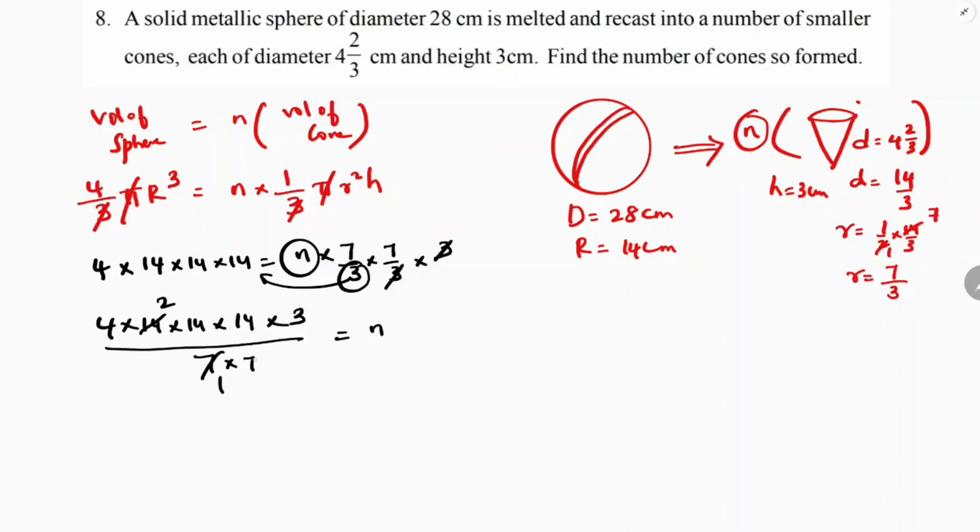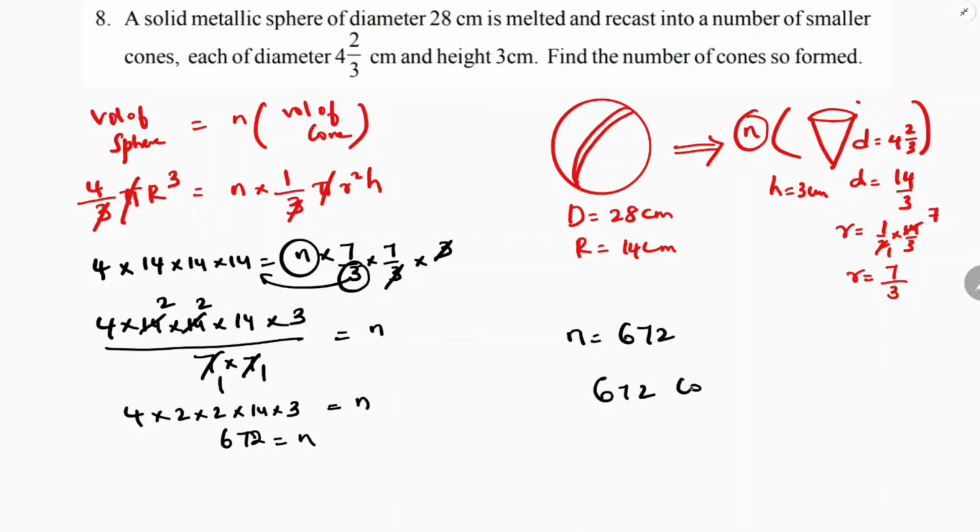7 times 1, 7 times 2, 7 times 1, 7 times 2. So 4 into 2 into 2 into 14 into 3. So 4 times 2 is 8. So 8 into 2 is 16. 16 into 3 is 48. 48 into 14 is 672. N is 672. So find the number of cones. Number of cones is 672. So 672 cones will be formed if we melt a sphere of diameter 28 centimeters.